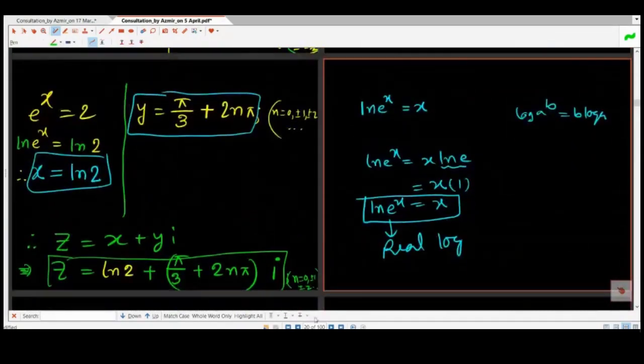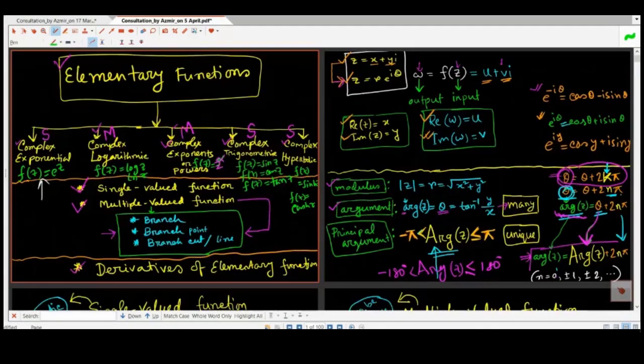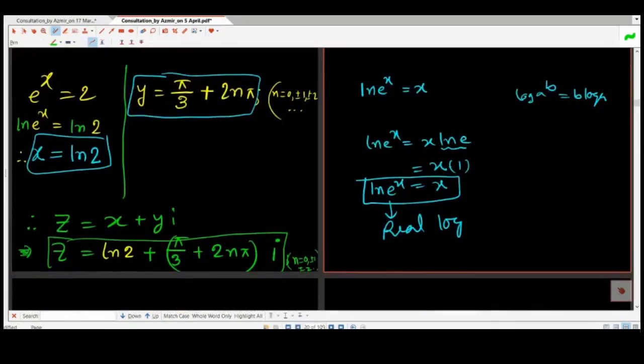So this is about complex exponential function. And now let's talk about complex logarithmic function. Complex logarithmic functions are multi-valued functions, that is multiple valued functions. Since multiple valued functions deal with branch point and branch cut, we will discuss this time the branch, and later on we will discuss branch point and branch cut. So let's talk about complex logarithmic function.